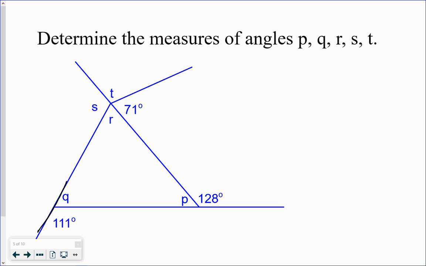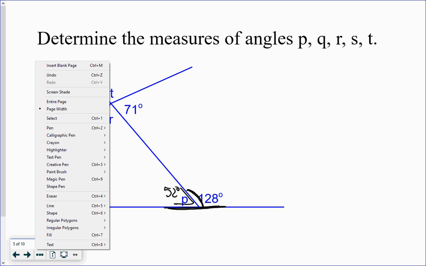I have a straight line. So I know that these two right here have to add up to 180. So I'm going to go 180 minus 111. So I know this corner right here is 69 degrees. I'm going to use that exact same reasoning right here. I have another straight line. So I know that this is 128. So I know that this one and this one have to give me 180 degrees. So if I go 180 minus 128, I get 52 degrees.